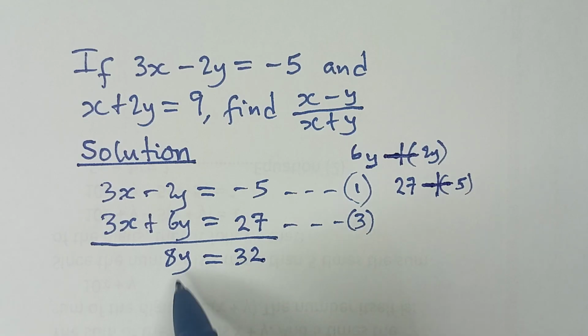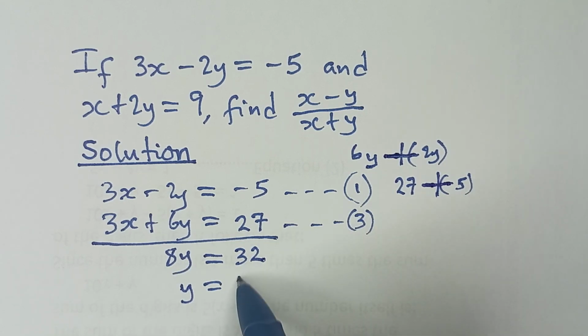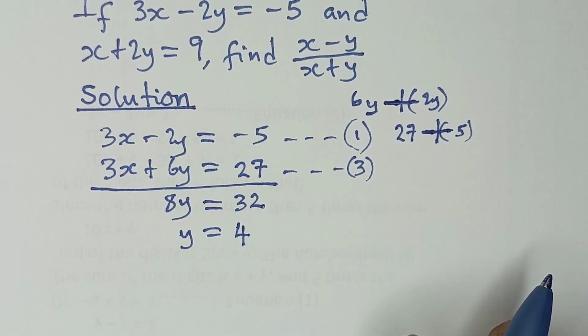So for me to obtain y, I can now divide both sides by 8. If I divide 8y by 8, 8 will cancel 8. I'll be left with y on this side. And if I divide this side by 8, it will give me 4. So y is equal to 4 after dividing both sides by 8. Now that I have the value of y, I can go ahead and obtain the value of x.